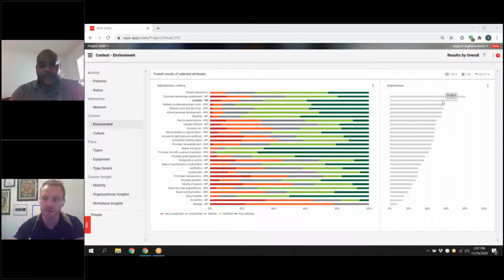Number 2 is the location of the office. Number 3 is collaborative teamwork. Number 4 is work-life balance. Number 5 is development, and they're all really happy. Send that to our recruiting team, right? Those are now our value propositions in the market.